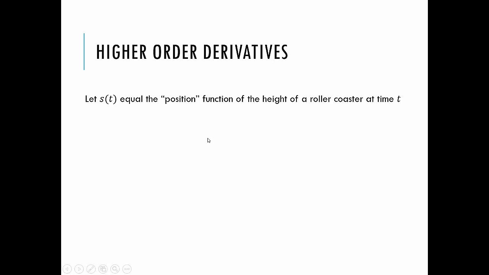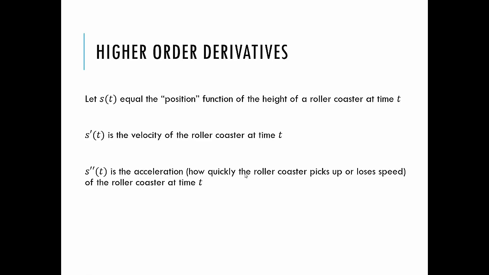So this is probably the best example. It's probably not much businessy, but will help you understand the different derivatives. If s of t is the position function and you're on a roller coaster, then s prime of t, the first derivative, would be the velocity of the roller coaster at a particular time. The second derivative would be if it's speeding up, slowing down, your acceleration. And then the third derivative, what happens on a roller coaster.